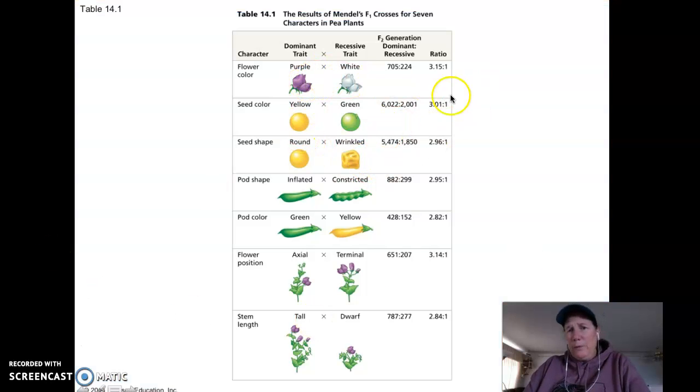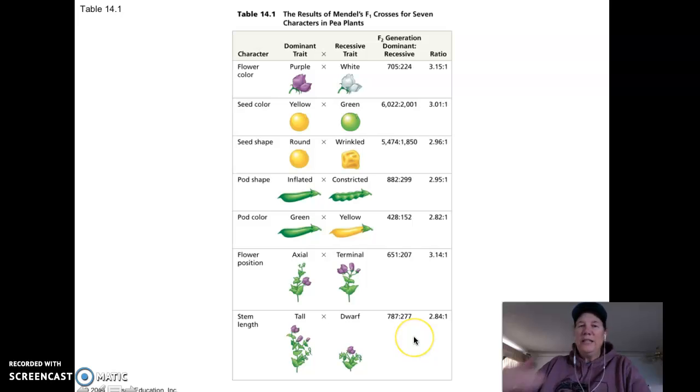He did purple and white, which we already talked about. He did yellow seeds versus green seeds. Green was the recessive, and look at the numbers, 3 to 1. He did the shape, 3 to 1. He did inflated, like they poof out, or they're like, this always looks like vacuum packed to me, 3 to 1. He did green versus yellow for the pod colors, 3 to 1. He did where the flowers were, 3 to 1. And he did tall versus small, and again, almost 3 to 1. So when he did all these different characteristics, he got the same results.